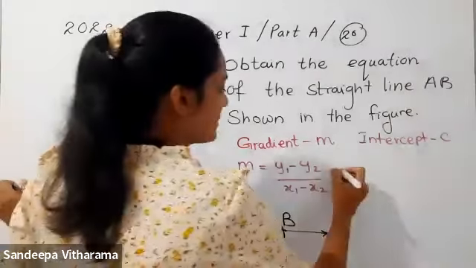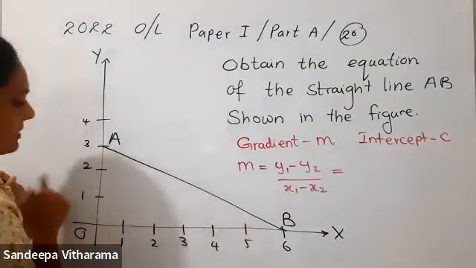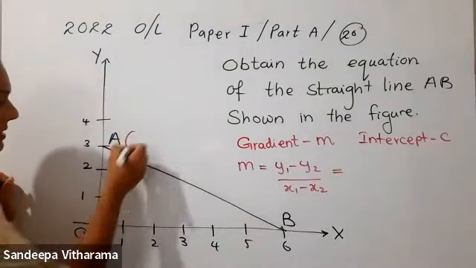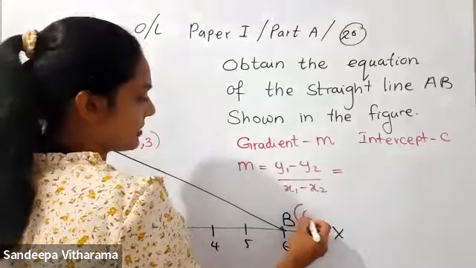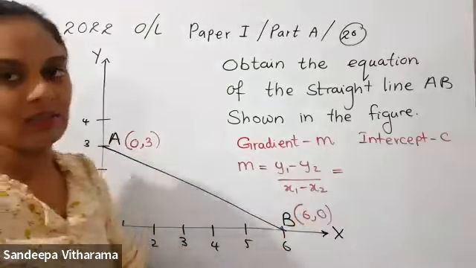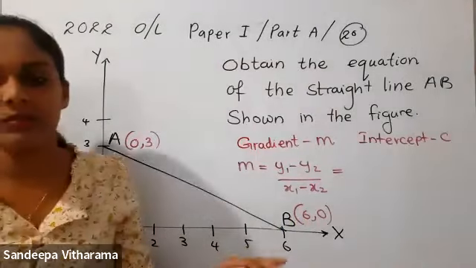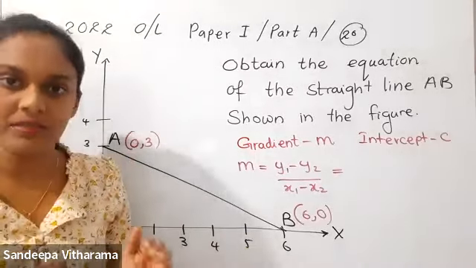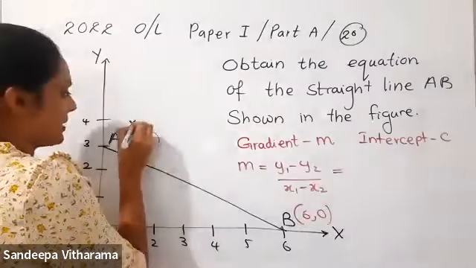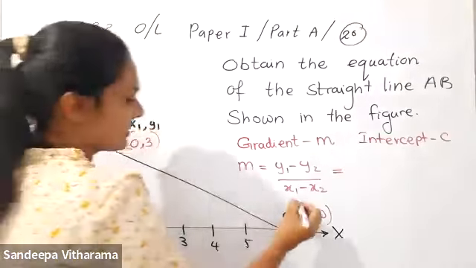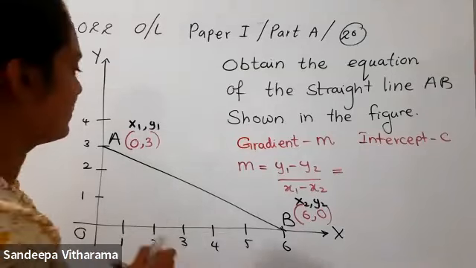Then, how do we do this? First of all, you have to write down the coordinates of the two points. It is 0, 3. Then here it is 6, 0. How we write the coordinates of a point. Then here what you have to do is name them. This is x1, this is y1. This is x2, this is y2. And then by looking at that, you can substitute.